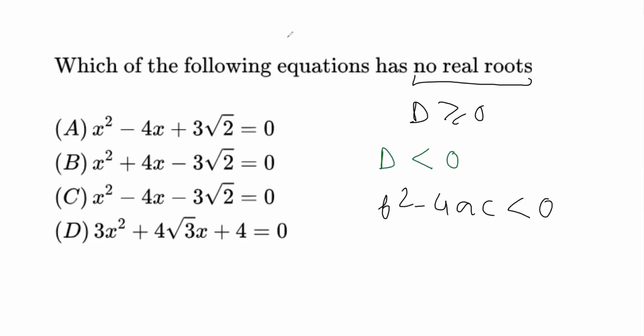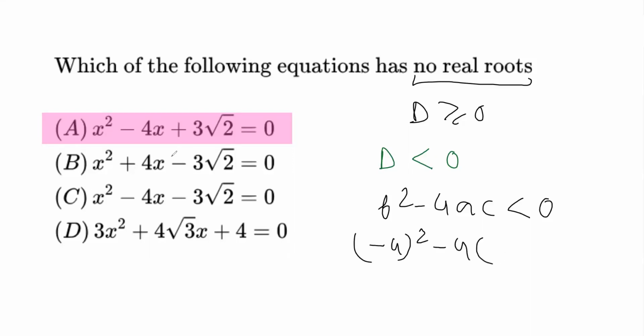So we can check one by one. Let's say the first one. In this question, we know what is a, b, c. So let's plug in. B is minus 4. So minus 4 square minus 4 times a, a is 1, and c is this, that is 3 root 2.